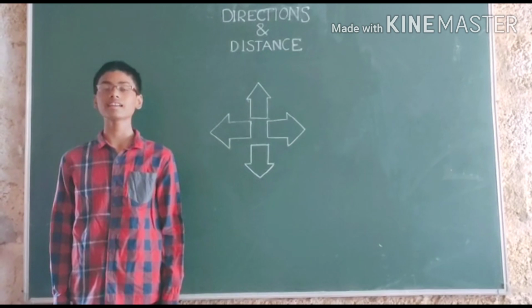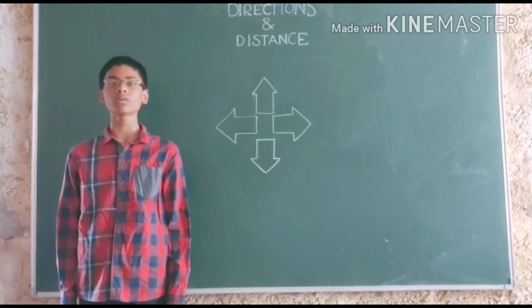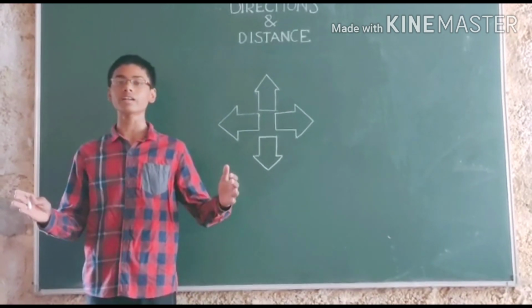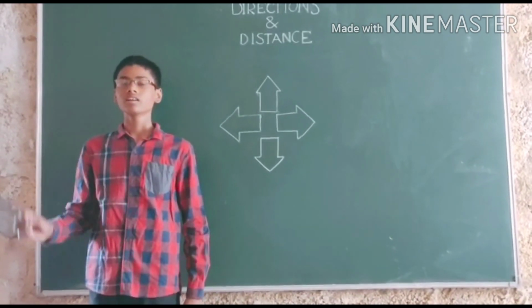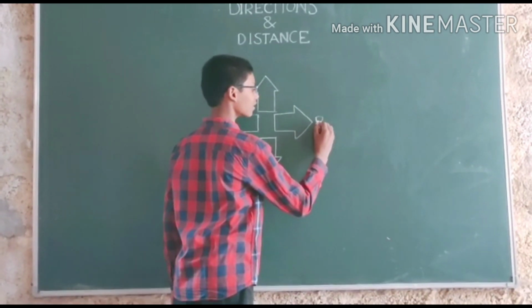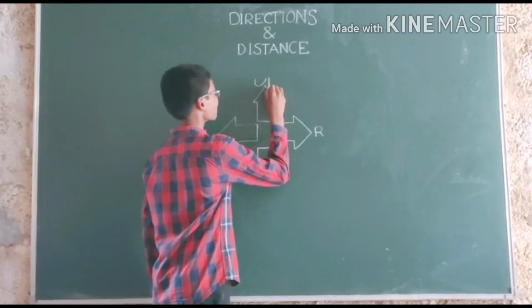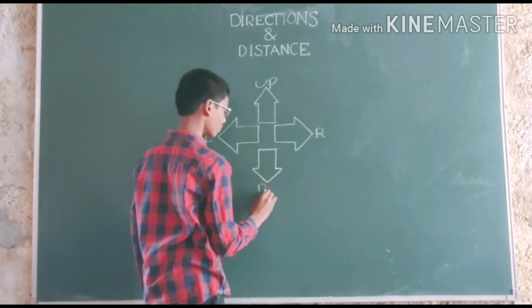First of all, what is a direction? The direction is the information contained in the relative position with one point to another point without a distance. For example, this is right and this is left and this is up and this is down.